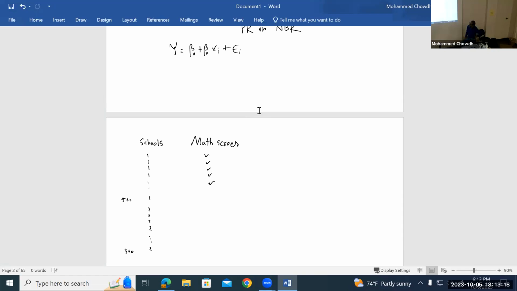So there are how many students? School one has 500 students. School two, how many students? 300 students. Right? And then this student has a math score. This student has a math score. I want to incorporate all of these things in the model. And then what are the other variables? Socio-economic score.